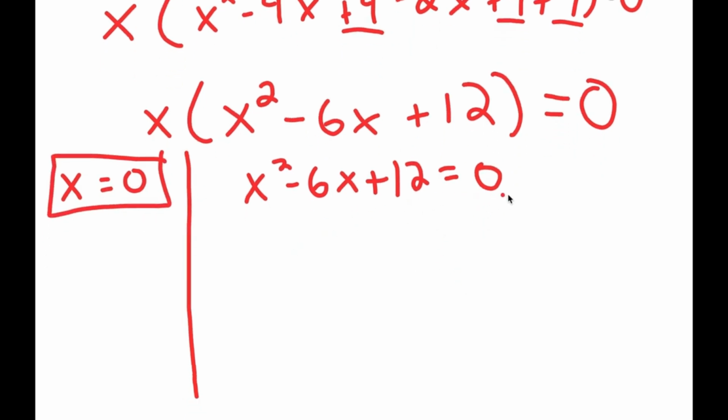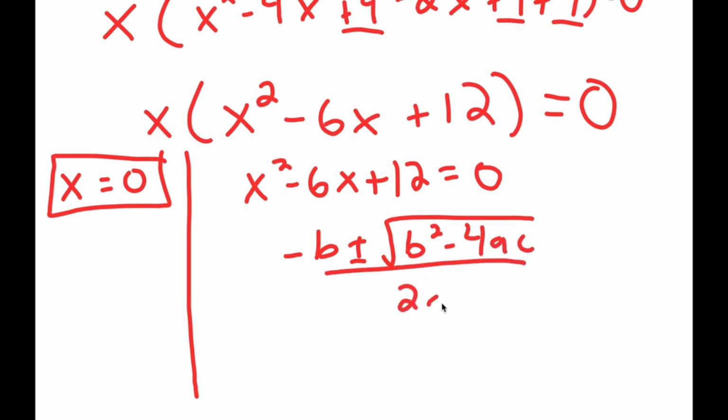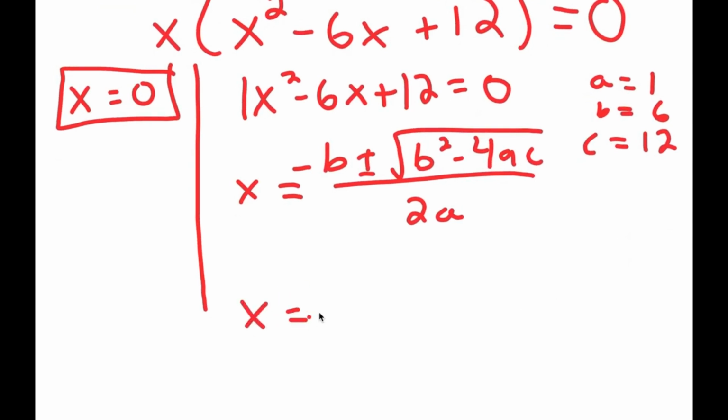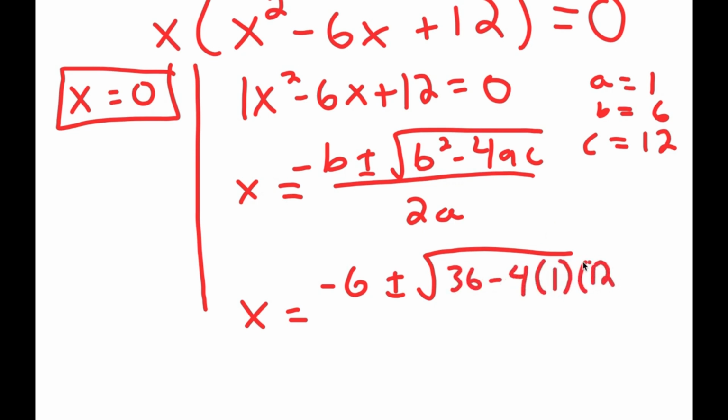And x squared minus 6x plus 12 is equal to 0. To solve this, we're going to have to use the quadratic formula, which is negative b plus or minus the square root of b squared minus 4ac all over 2a. So in this case, a is 1, b is negative 6, and c is 12. So if I plug these values into my quadratic formula, I get negative 6 plus or minus the square root of b squared, so 6 squared, which is 36, minus 4 times a, which is 1, times c, which is 12, all over 2a, so 2 times 1.